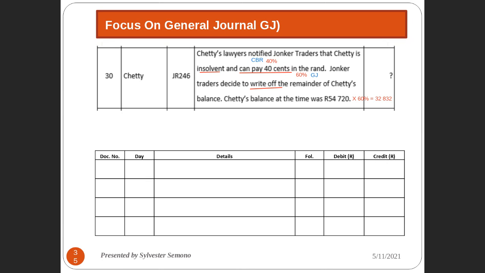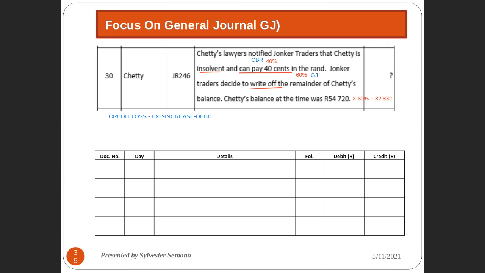So please give me the accounts involved in this. Thank you so much. I can see the credit losses. Remember, you can also call it bad debt. It's up to you. It's an expense and it's increasing on the debit side.